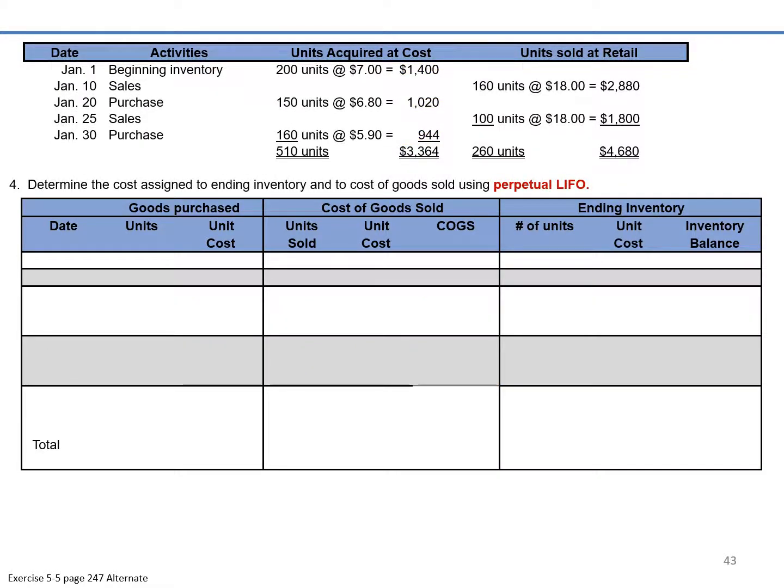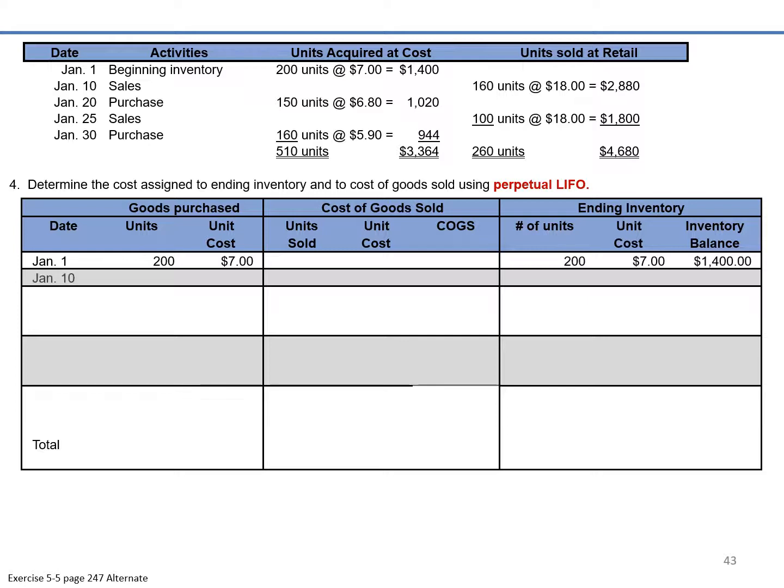All right, and then lastly, determine the cost assigned to ending inventory using perpetual LIFO. So I'm not sure what is going on with my highlights here. All right. So I have 200 units at $7 each on January 1st. So that's going to be in my ending inventory.